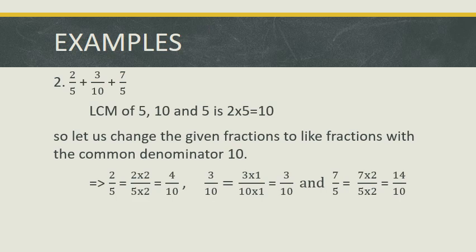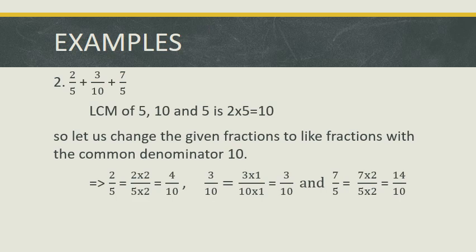Now, 3 by 10. In this fraction, children, the denominator is already 10. So what we have to do? We have to simply multiply the whole fraction by 1. And 3 multiplied by 1 upon 10 multiplied by 1 is equal to 3 by 10. Now, in the third fraction, which is 7 by 5, again we need to change the denominator to 10. For that, we have to multiply the denominator 5 by 2. And since we are multiplying the denominator by 2, we have to multiply the numerator also by 2. So, when we multiply the numerator as well as the denominator by 2, what fraction do we get? We get 14 by 10.